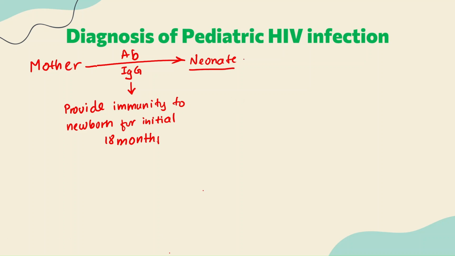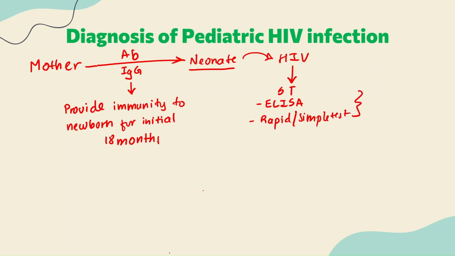Now let's understand, suppose this particular neonate is having HIV, and for detection, guys, we are performing a screening test. When I say screening test, which tests can we remember under screening test? We can go with an ELISA, or we can perform a rapid or a simple test. Both of these are antibody detection tests. They are going to detect the IgG antibody, right? Yes or no?